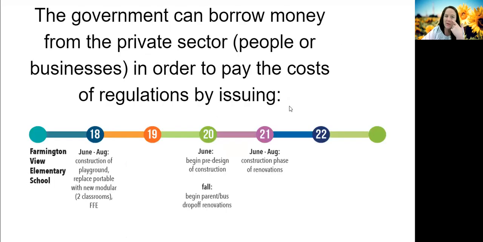This next question, the government can borrow money from the private sector, which will be us, in order to pay the cost of regulations, roads, schools, etc. So this would be bonds. So we can buy a bond for a local government like Rocky Mount, state, or federal. That means that the government would borrow money from us and then pay us back a set amount with interest in a certain time period.